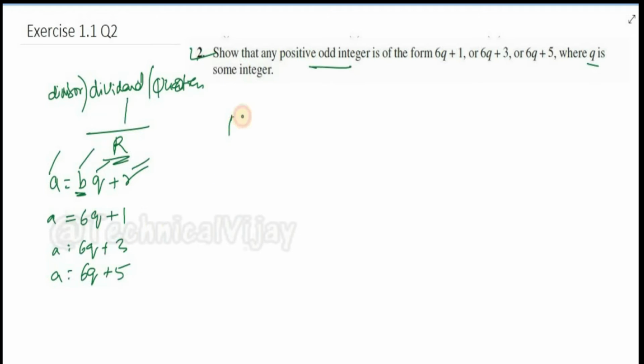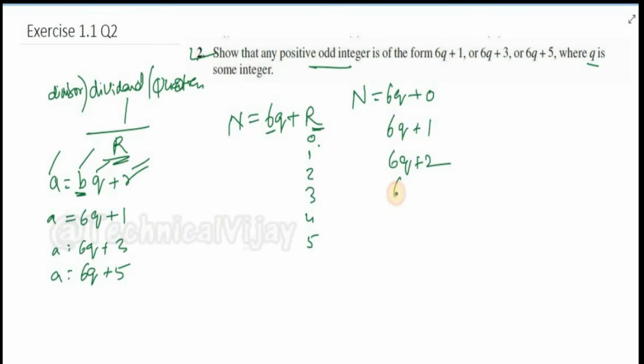So any number N is equal to 6Q plus R. Here, what may the remainder R be? It may be 0 or 1 or 2 or 3 or 4 or 5. It should be less than the value of B, that is the divisor. So now we will write this equation this way: N is equal to 6Q plus 0, 6Q plus 1, 6Q plus 2, 6Q plus 3, 6Q plus 4, 6Q plus 5. We will check whether any positive odd integer satisfies this equation.